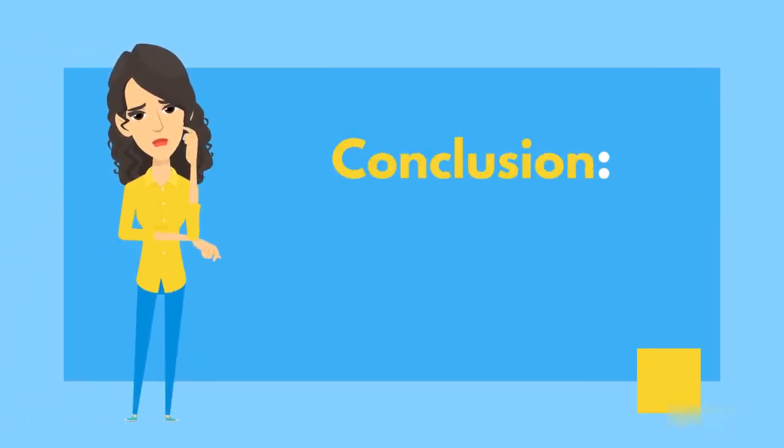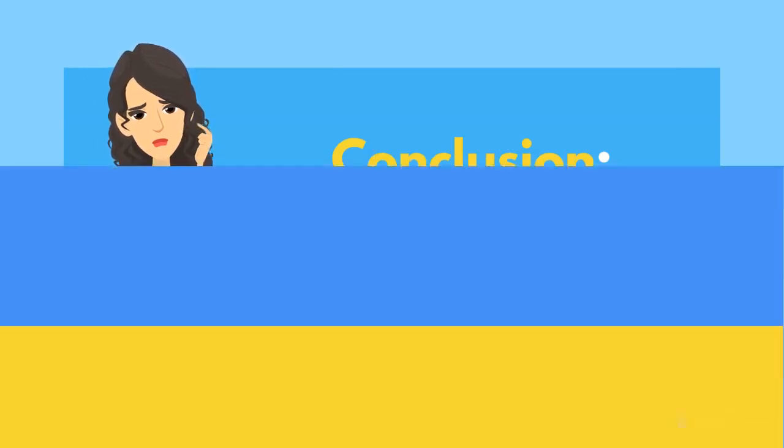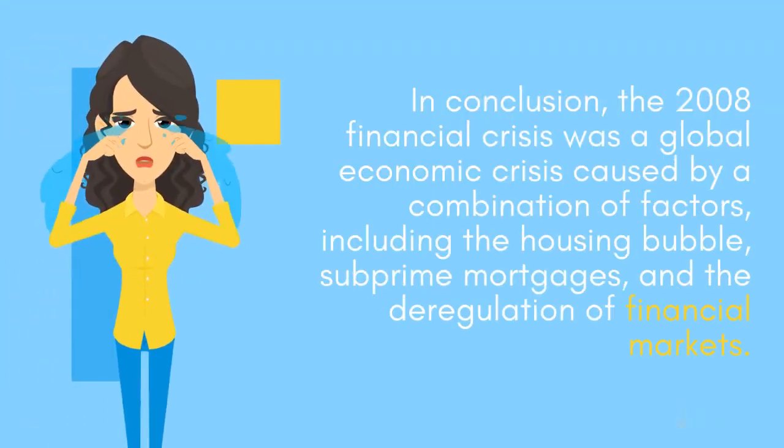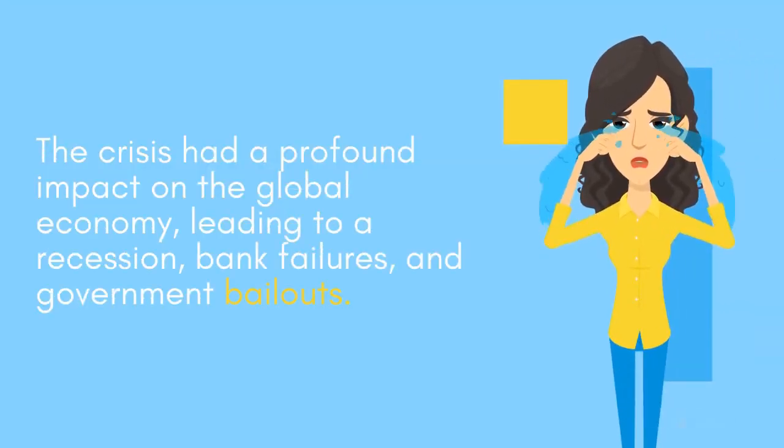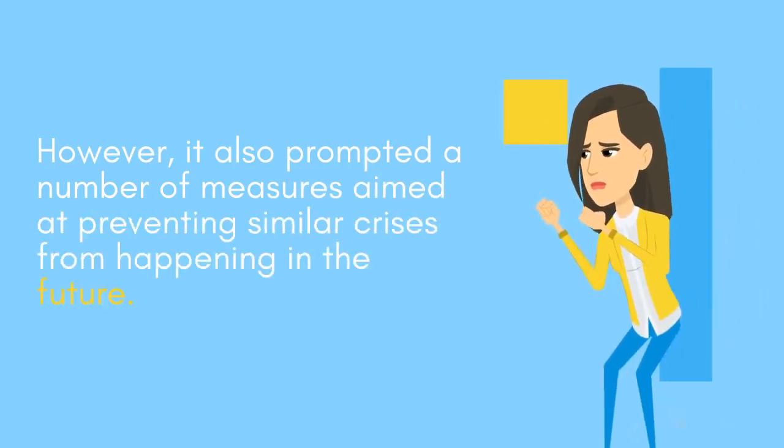Conclusion. In conclusion, the 2008 financial crisis was a global economic crisis caused by a combination of factors, including the housing bubble, subprime mortgages, and the deregulation of financial markets. The crisis had a profound impact on the global economy, leading to a recession, bank failures, and government bailouts. However, it also prompted a number of measures aimed at preventing similar crises from happening in the future.